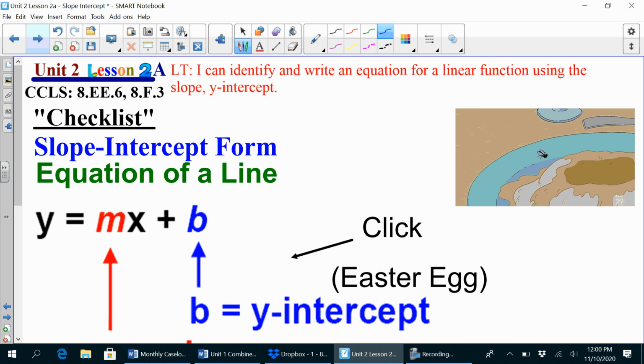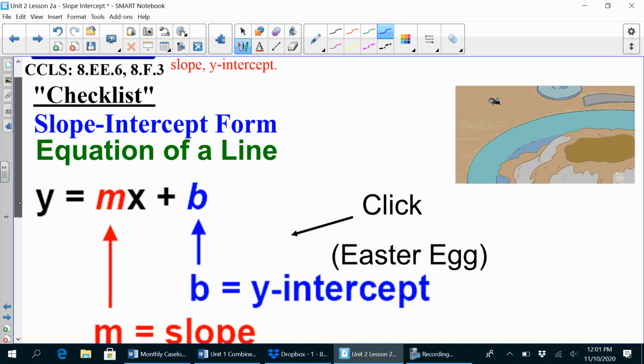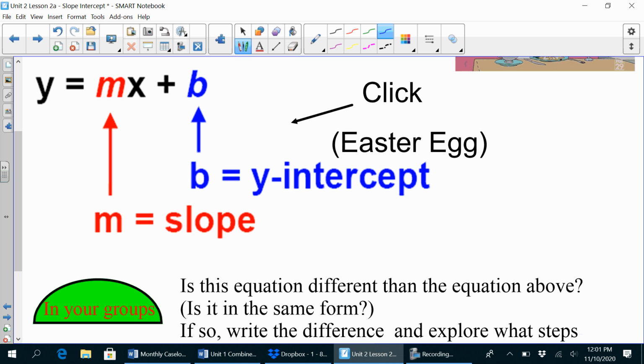So let's take a look at our checklist. So we know that slope-intercept form for the equation of a line, we have y equals mx plus b. So we're always going to want to use this format. The m represents our slope, and the m is always going to be in front of the x. The b, or the y-intercept, is always going to be the number that you see by itself.